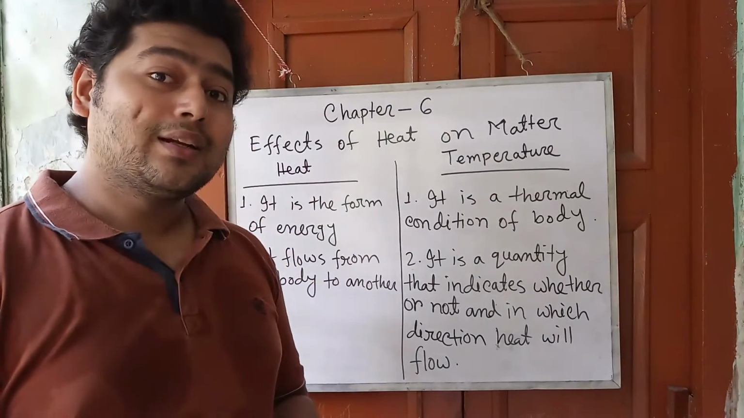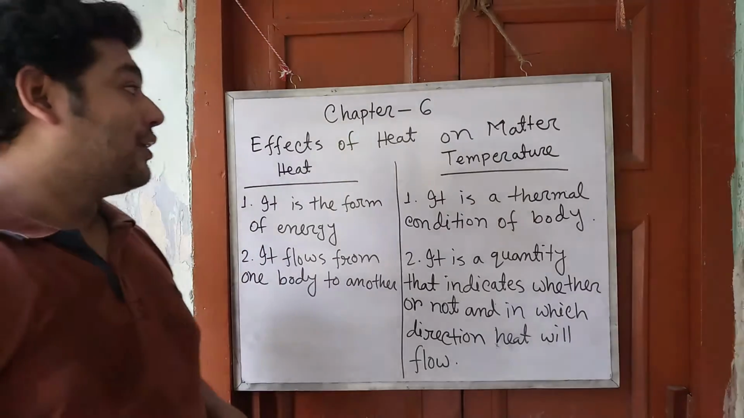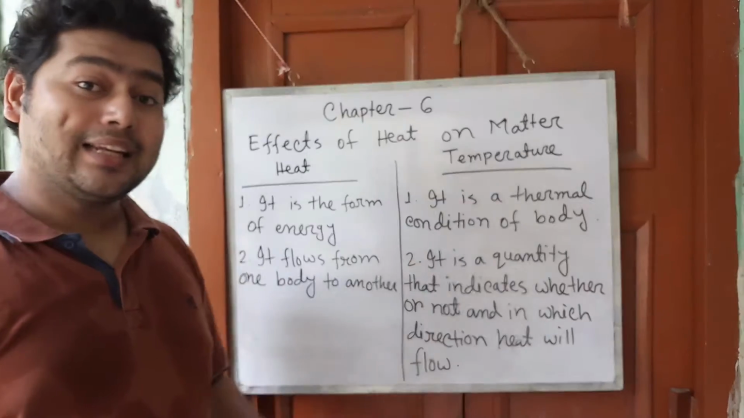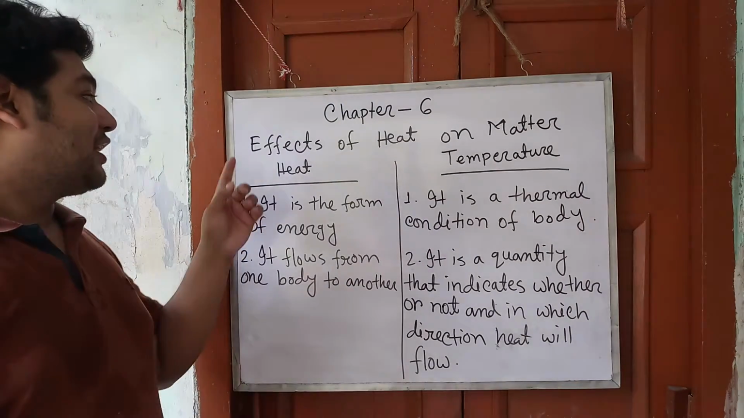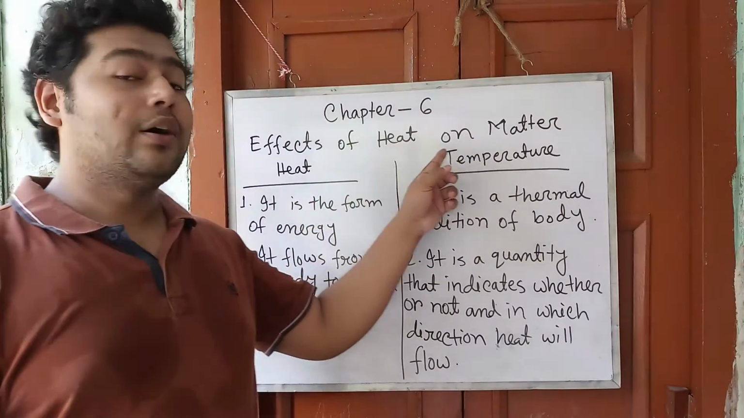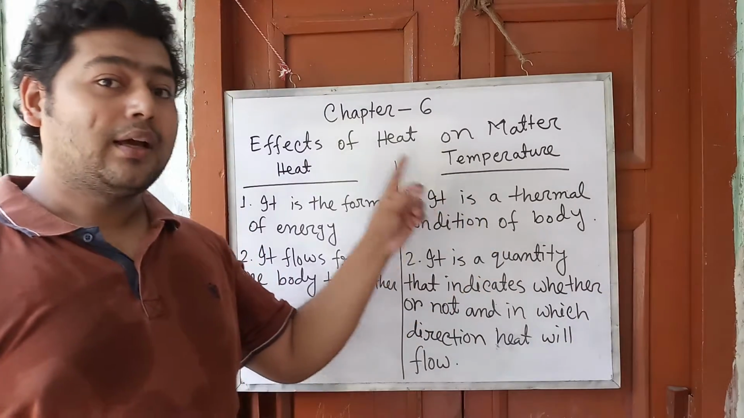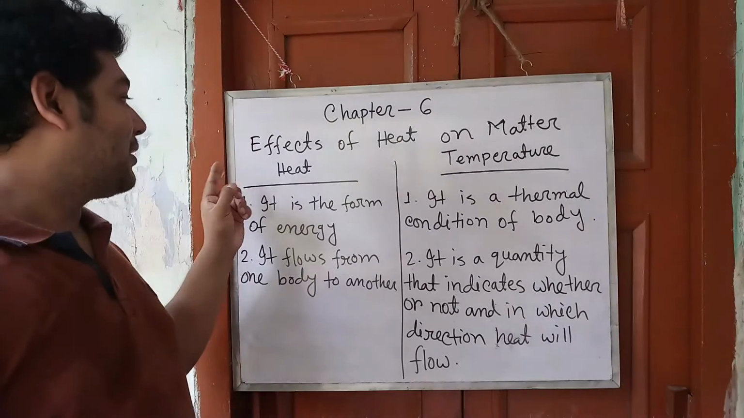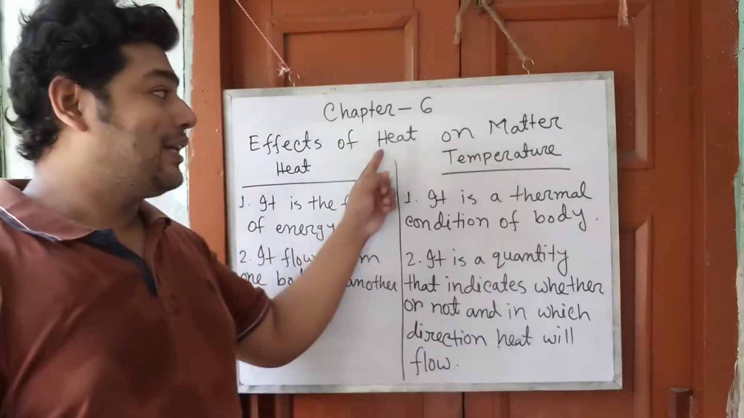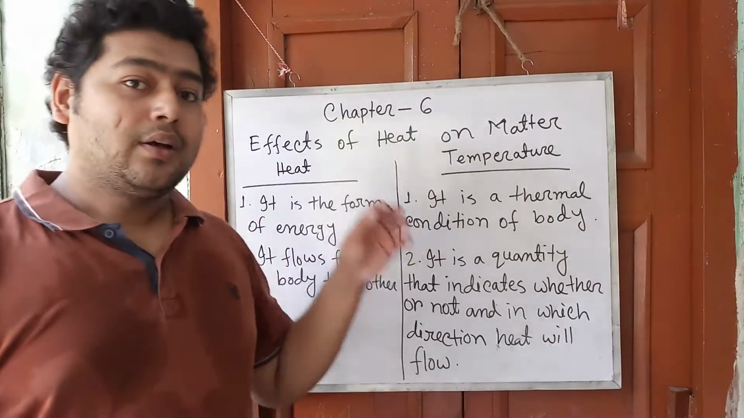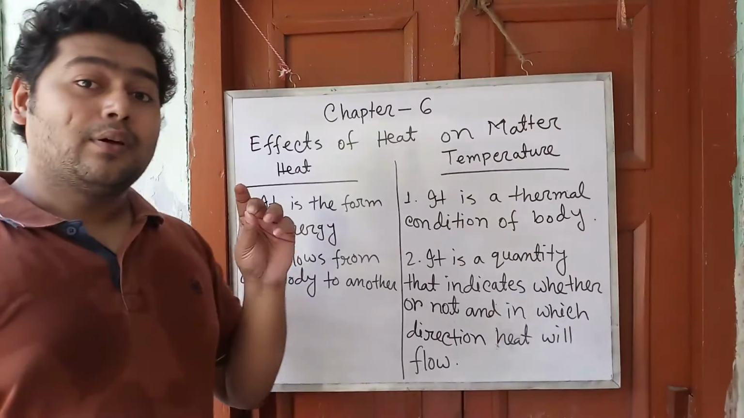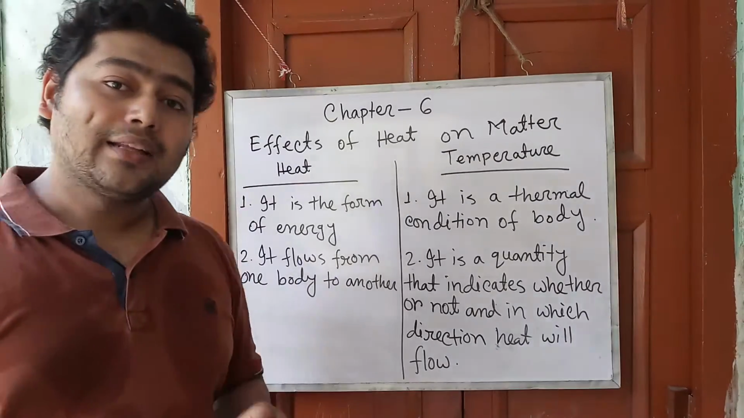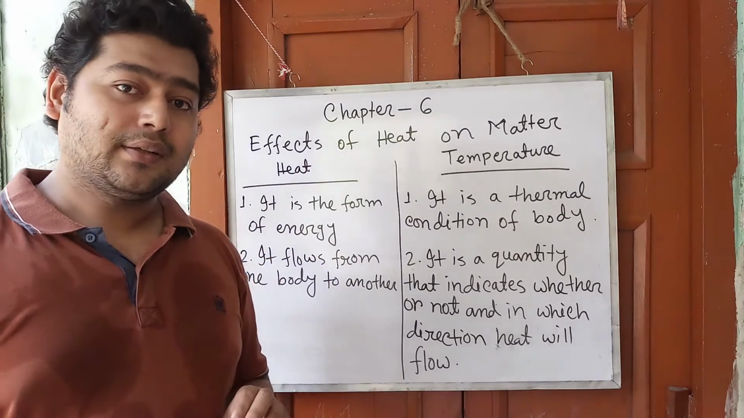Today we will discuss a new chapter, chapter 6, and the name of this chapter is Effects of Heat on Matter. In this chapter, first of all, we have two terms. One term is heat and another term is temperature.